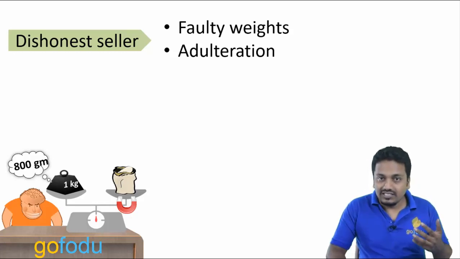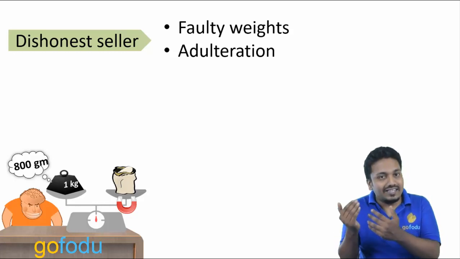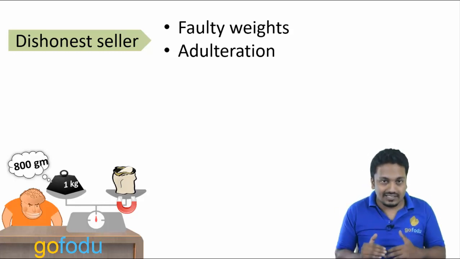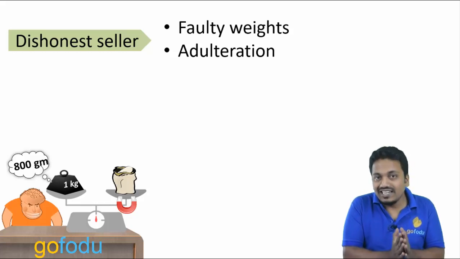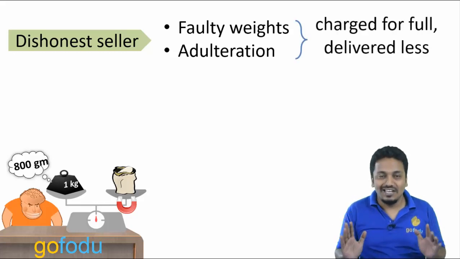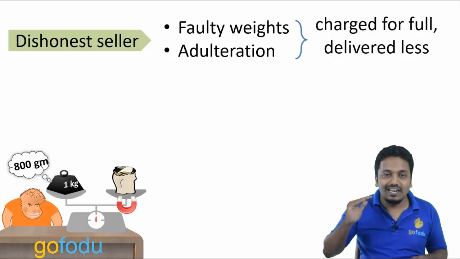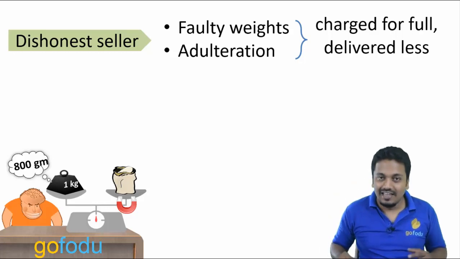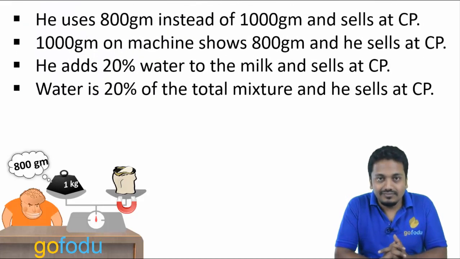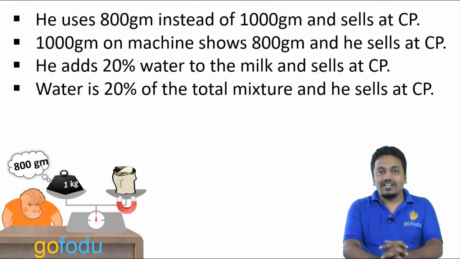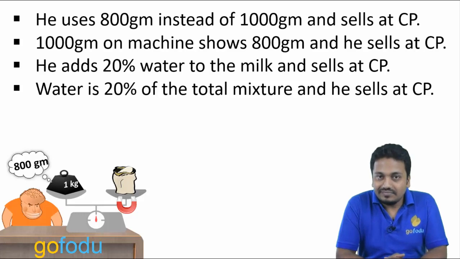Now in the adulteration scenario, you pay for 1 liter of milk but you get less as there is some water mixed into it. So basically in both these cases you are charged for full but delivered less. Now let's look at both the cases one by one. These are the different cases that we'll be discussing.